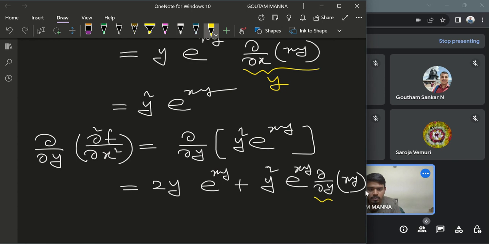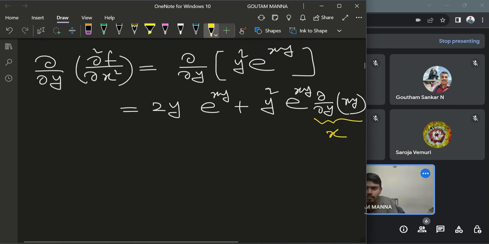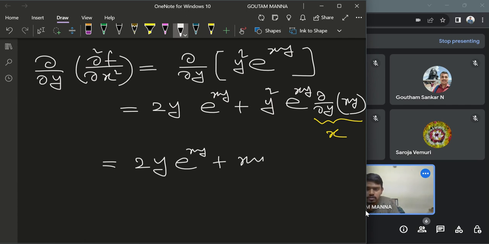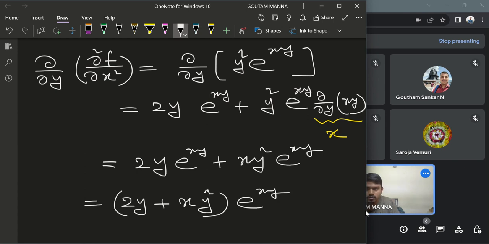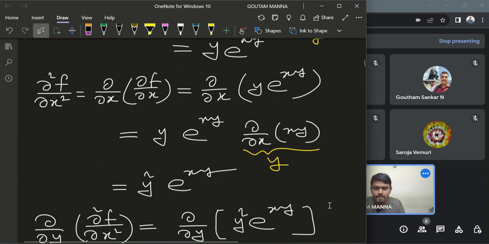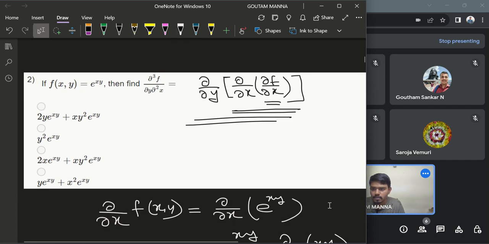This will be del y of xy, so we will keep x constant, so it will be just x. This del y of y is 1. So it will be 2y to the power xy plus xy square to the power xy. So the first option is the correct one: 2y to the power xy plus xy square to the power xy.